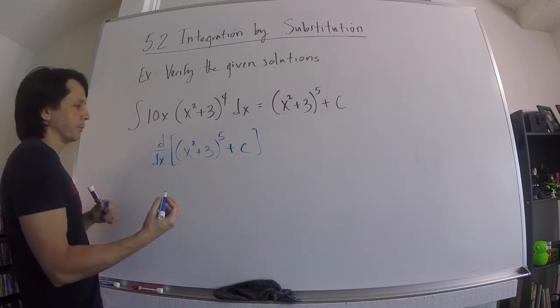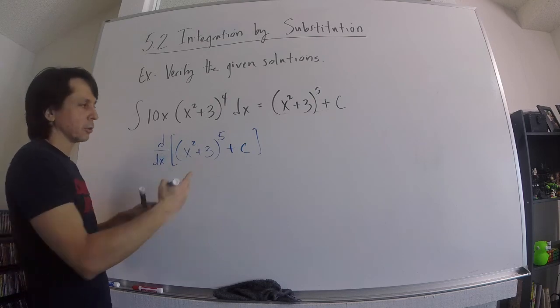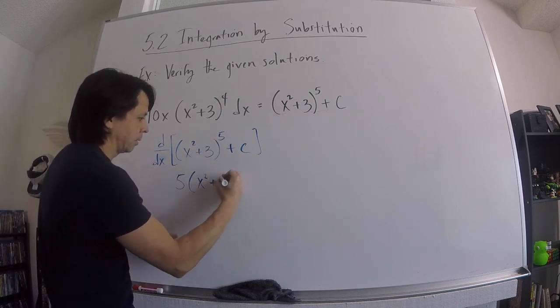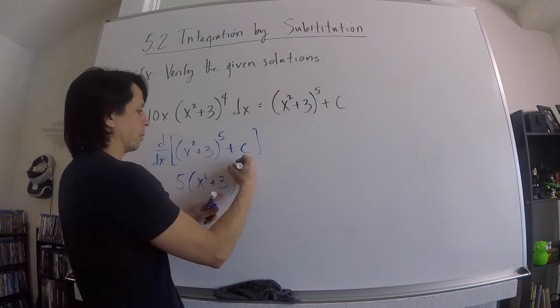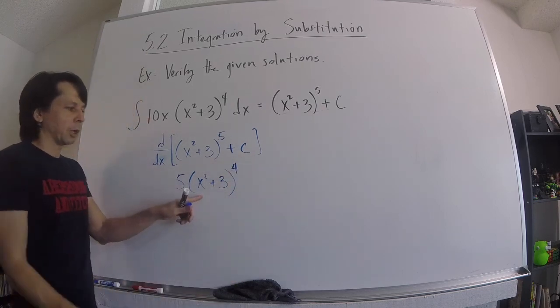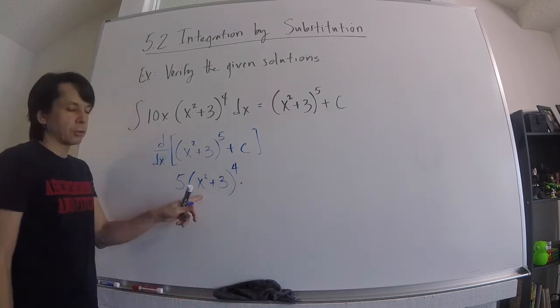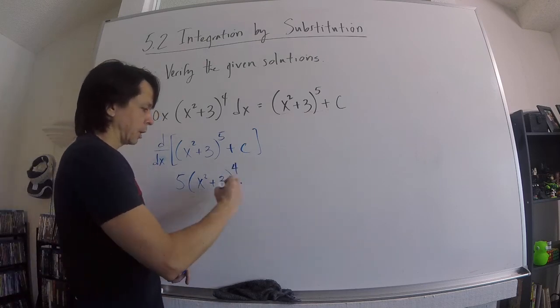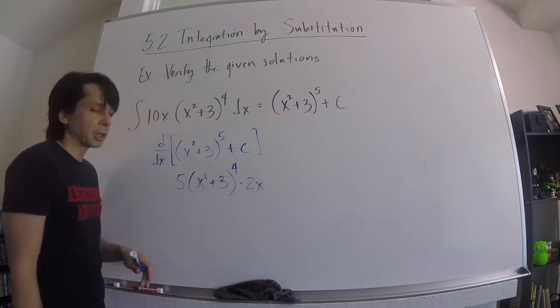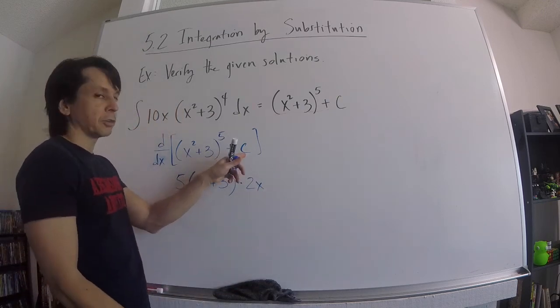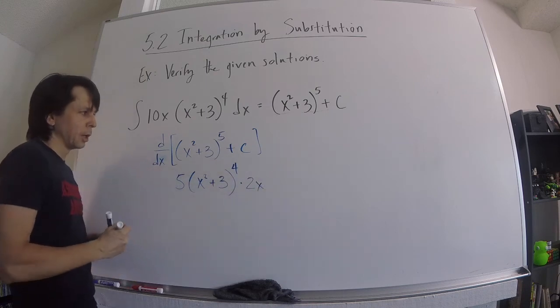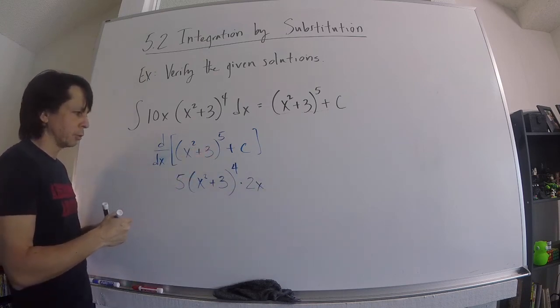Okay, we're going to do the power rule and the chain rule on it. So the 5 is going to come down, and this x squared plus 3 will be to the fourth power. But then I have to do the chain rule on the x squared plus 3, which means I'm going to get 2x via the chain rule. And then the plus c is just a constant, so the derivative of that is 0 and it gets eliminated anyway. I wouldn't even have to include it if you understand that.